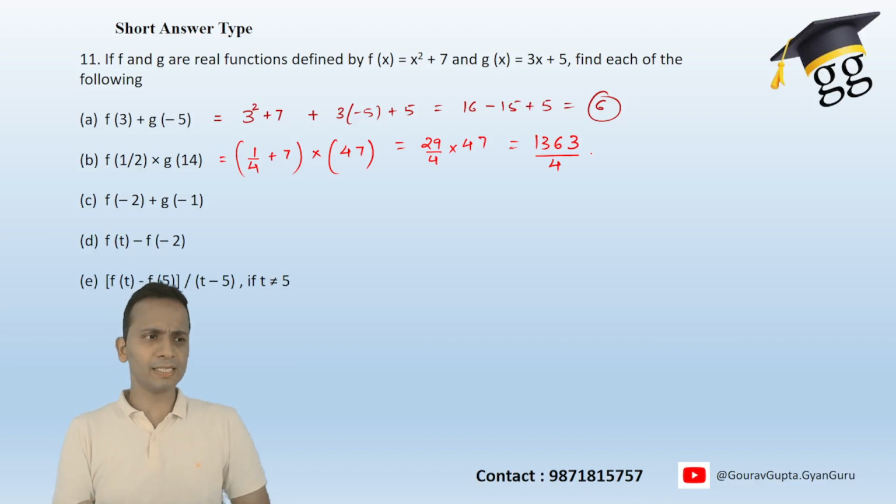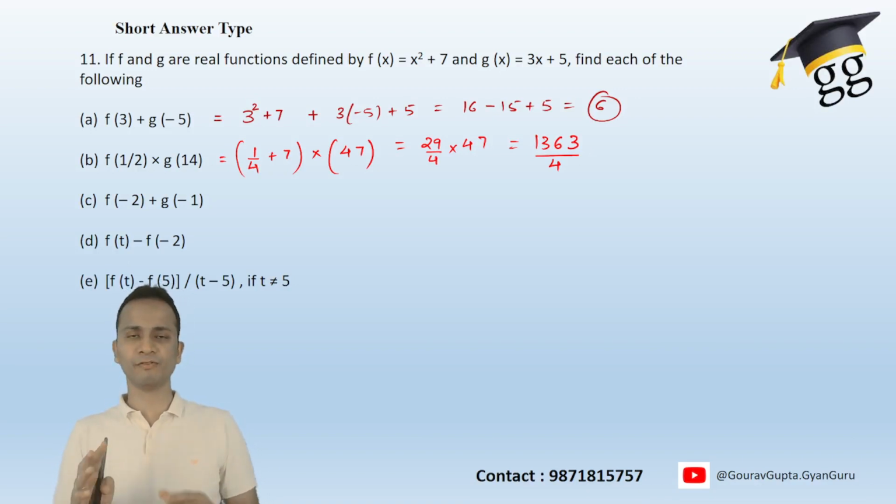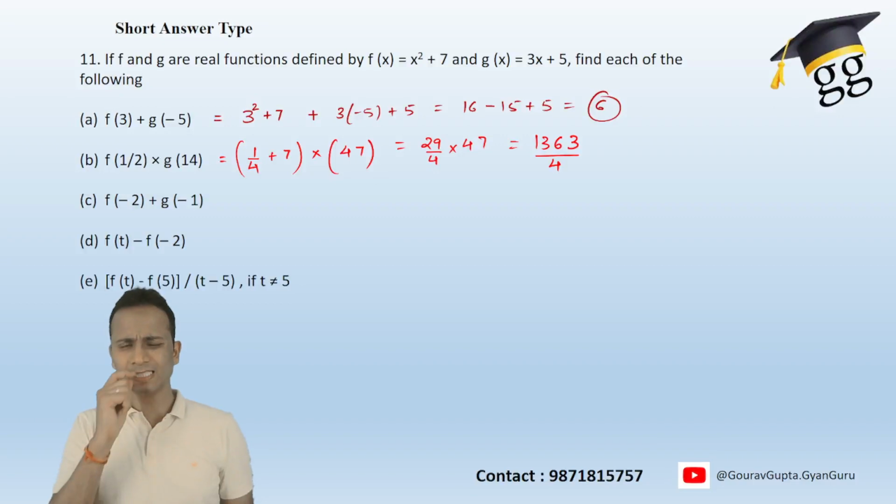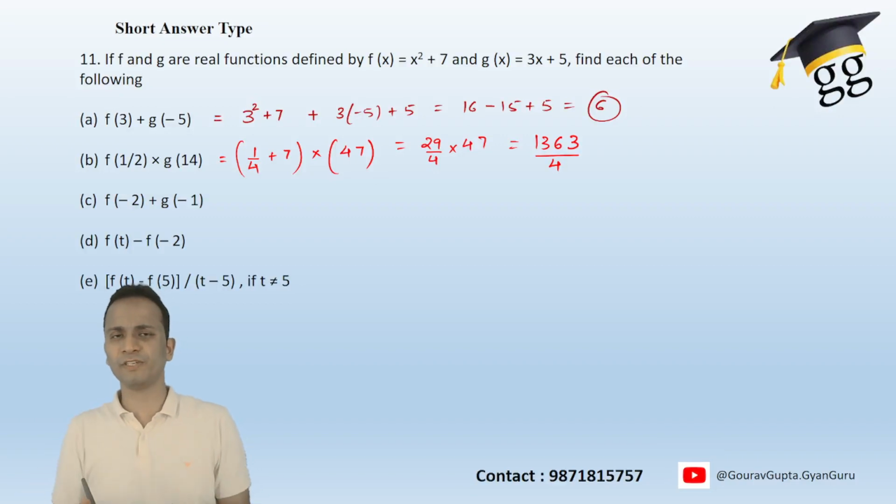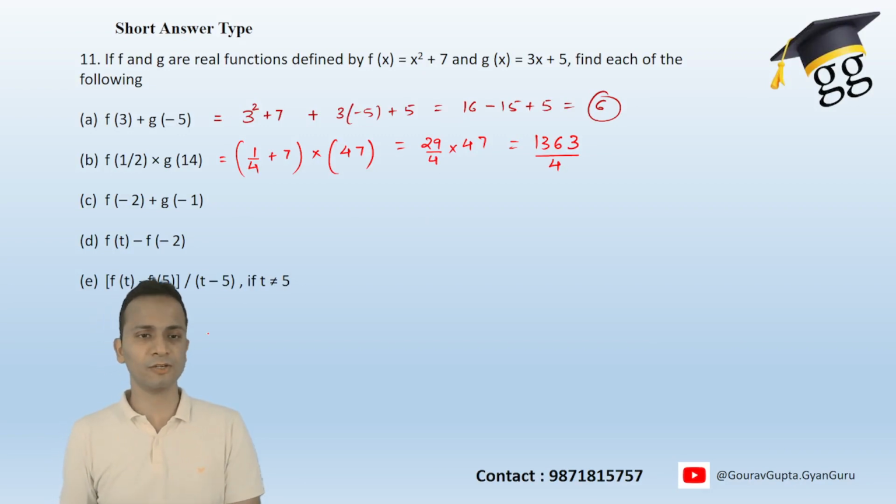Now, what I think is in the booklet, if you see the NCERT booklet, I believe the answer is given something different. So that is the wrong answer. I believe they have given 1364 divided by 4. So that will not be the answer. This is the correct answer. Okay, so you can cross check it.